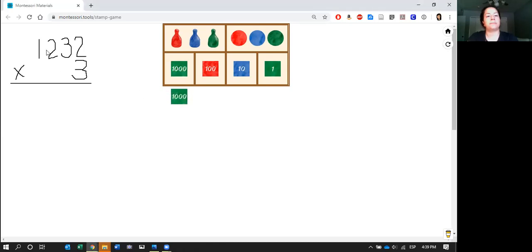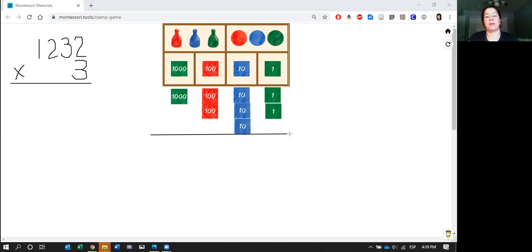1,000. These are the hundreds, and we need 2. 100, 200. How many tens do we need? 3. 10, 2 tens, 3 tens. And how many units do we need? We need 2 units. 1 unit, 2 units. Now, we have this quantity 1 time right now. We need it 2 more times.